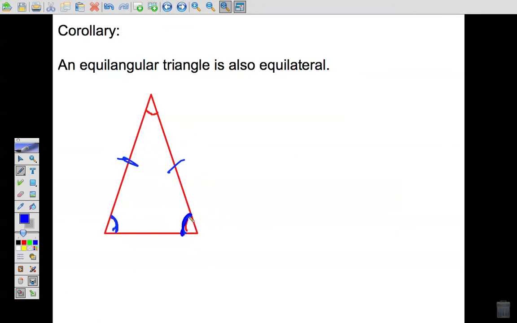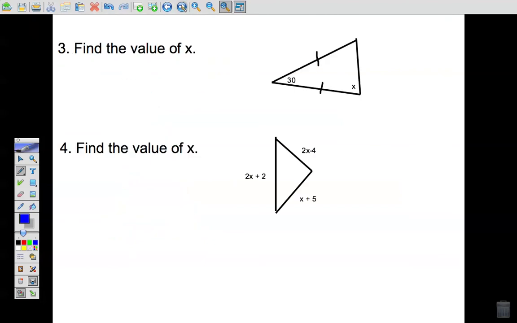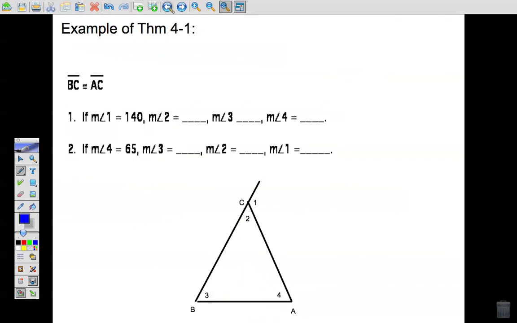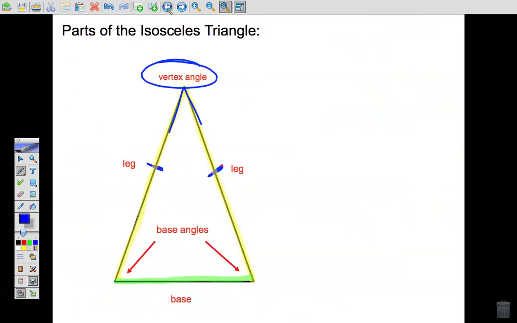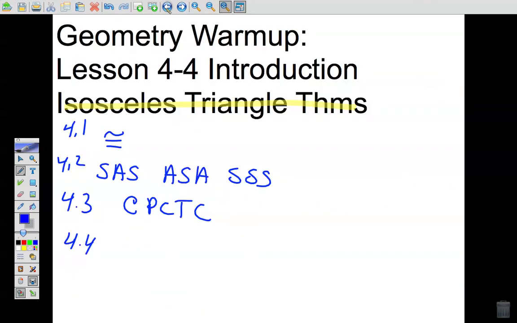How about if I'm talking about this angle and this angle? What are the opposite sides? Here and here. So you can see that this is carrying on from the theorems and corollaries that we had before. And we'll talk about these in class to finish introducing this section. So the topic of section 4.4 was called isosceles triangle theorems, along with some corollaries.